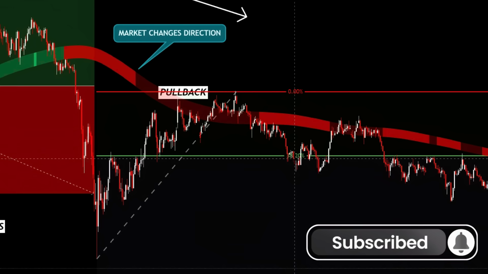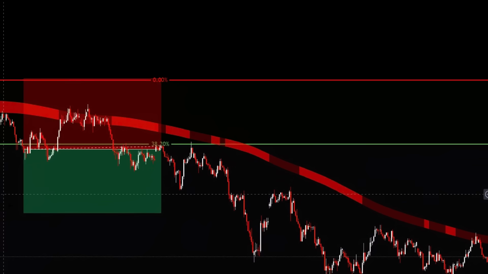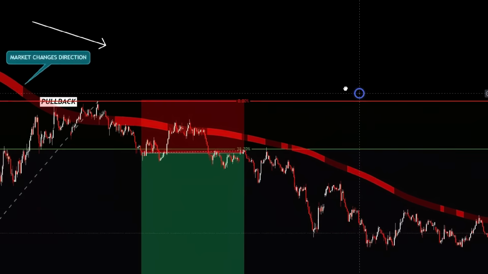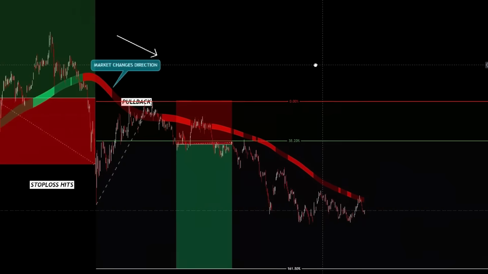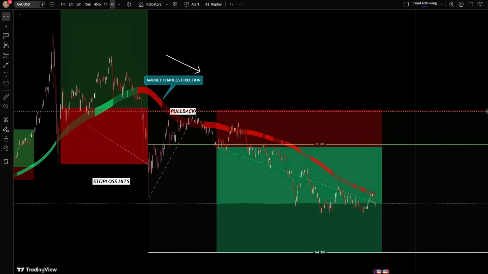Entry at the 0.382, reaction as price turns back down. Stop goes just above the zero, target sets down at 1.618. Same rule, same logic. The market doesn't care which direction it's going. And honestly, neither should you.